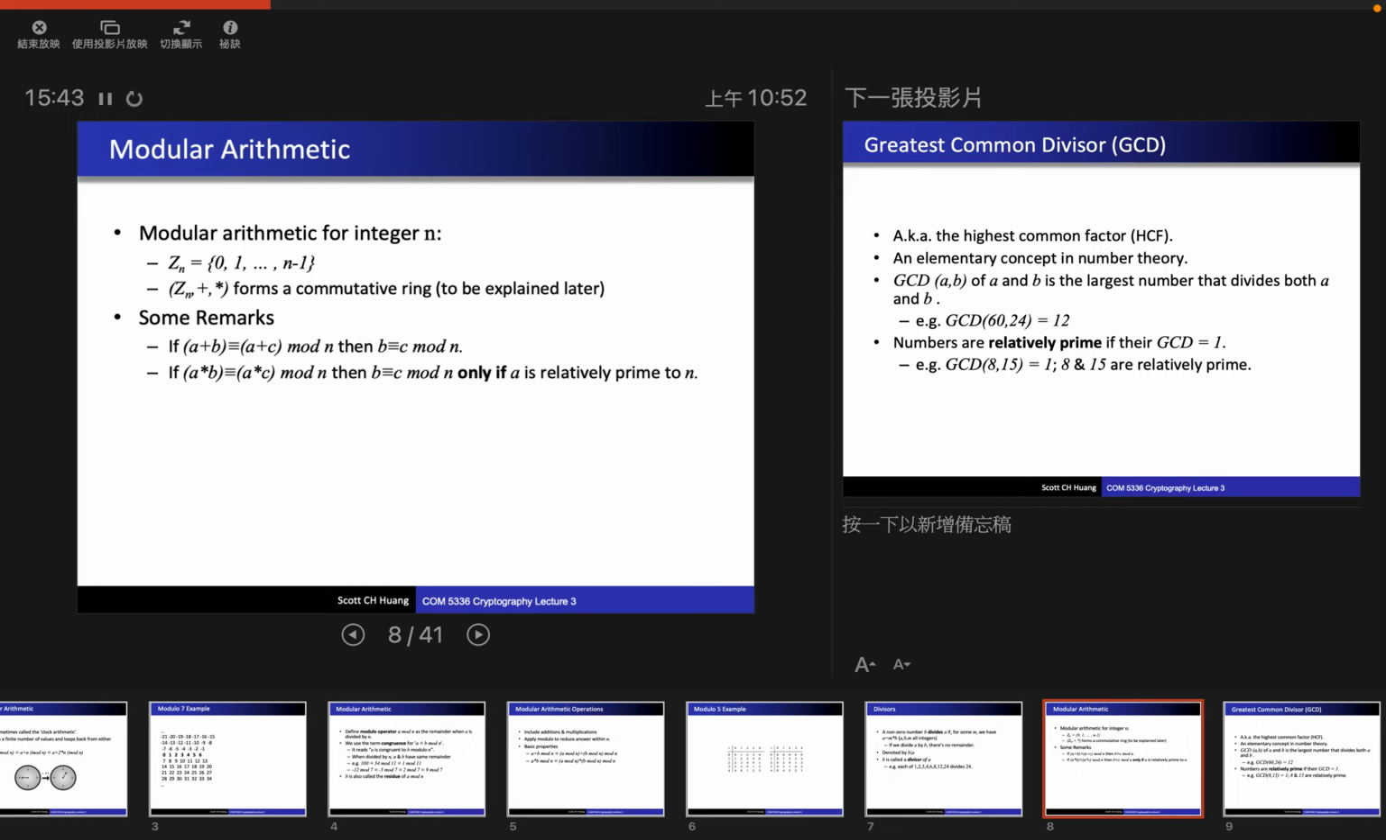Sometimes you can, sometimes you can't. This can be done only if A is relatively prime to n. So in this case, if we want to cancel 2, 2 is not relatively prime with 6 because their GCD, the greatest common divisor, is equal to 2. If there's any common factor other than 1, then this is not allowed. I will elaborate more on this later.